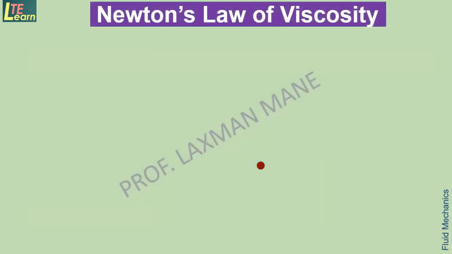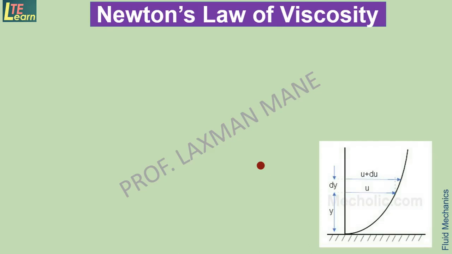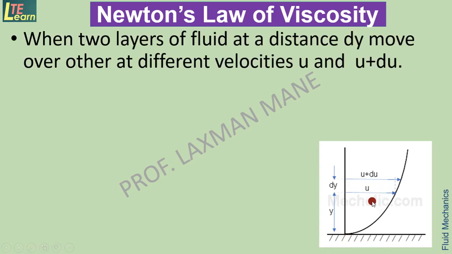So here is Newton's law of viscosity, which is the mathematical treatment of viscosity. As we discussed, here we take a flat surface over which fluid is flowing. Here are two layers of a fluid at a distance of dy, moving with velocity u and u plus du. u is the velocity of the lower layer and u plus du is the velocity of the upper layer.